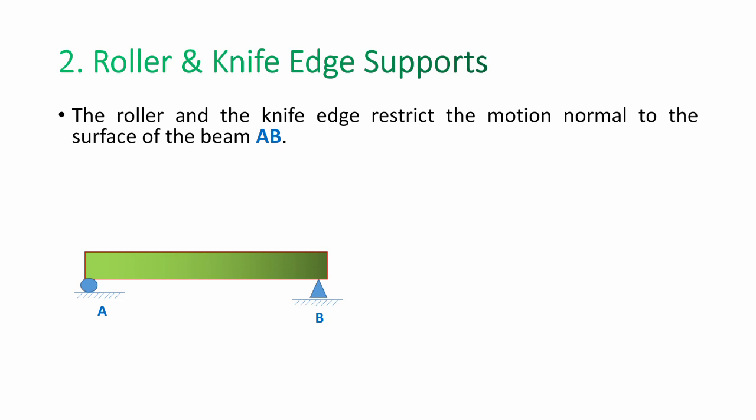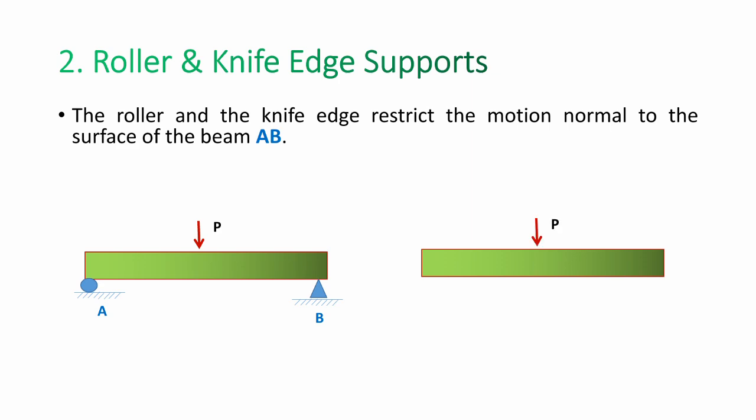Then if I remove the supports A and B, what will happen? The beam AB is going to fall freely from its position, as we have already seen in the earlier slides. So the force P is going to be acting. If I remove A, which was restricting the motion, only the normal, that means vertically downward motion is restricted. Then the reaction forces are going to be generated in the same direction.